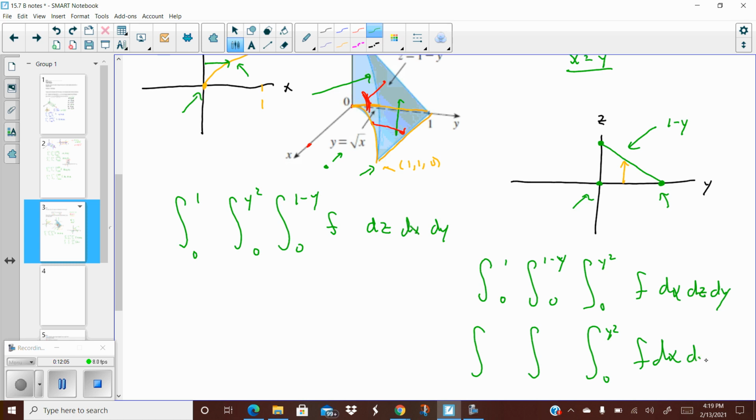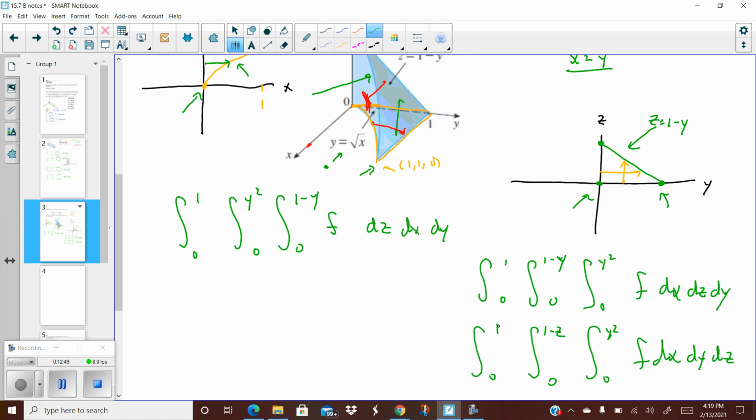Let's change the order. So we'll do a dy and then a dz. So instead, we're going to go this direction. This time, y is going to go from function to function. So y is going to go from 0, which is the z-axis, up to that line. But that line had the equation z equals 1 minus y. If I solve that for y instead, you're just going to get y equals 1 minus z. And is that okay? Yes, it is, because z is the outermost integral, so I'm just going to have terms of z left over. And then, of course, z is going to go from 0 to 1.